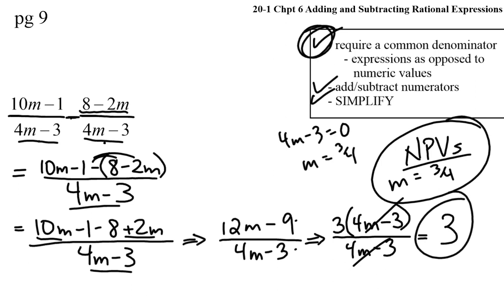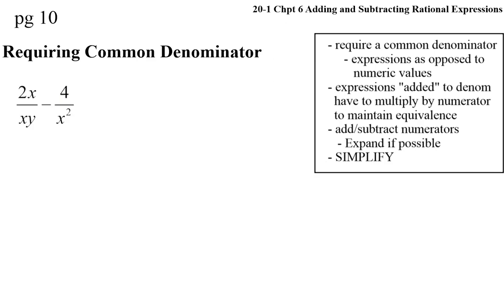Here's where we're going to start to run into some difficulty. Let's turn to page 10. Start off easy and then do a couple that are a little bit more involved. Common denominator. So 2x over x minus y, subtract 4 over x squared. In this case, I'm just going to write it out the first time in parts so you can see how we come up with the common denominator.